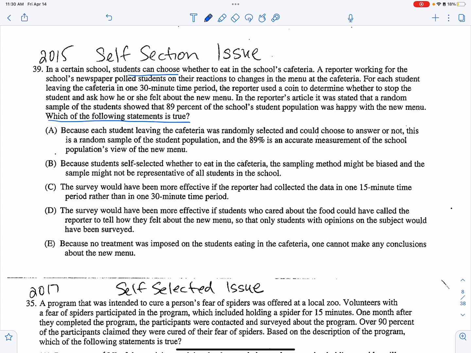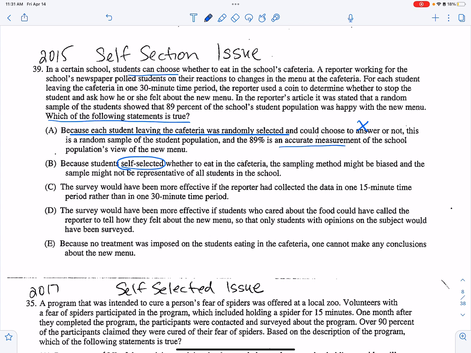So for one, because each student leaving the cafeteria was randomly selected and could choose to answer or not, this is a random sample and the 89 is an accurate measurement. All right, so no. The problem that they can choose to answer or not causes us to have, of course, non-response bias, so that's an issue there. And this reasoning just really doesn't make sense. When you see the word self-selected, honestly, gravitate toward that, and that's probably the right answer.